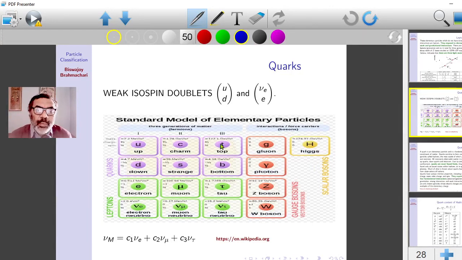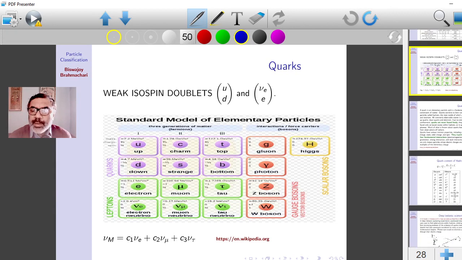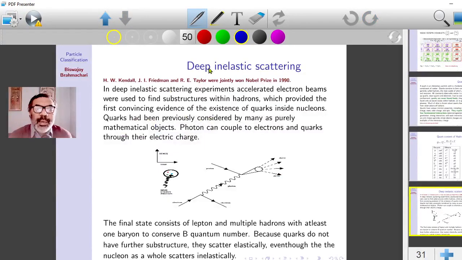When quarks, that is u, d, c, s, t, and b, were initially postulated in the early 1960s, many people thought that they were mathematical quantities. They do not have any physical significance. Later, deep inelastic scattering experiments, mainly done by Kendall, Friedman, Taylor, and their collaborators, who won the Nobel Prize in 1990, provided the first convincing evidence of the existence of quarks inside nucleons.